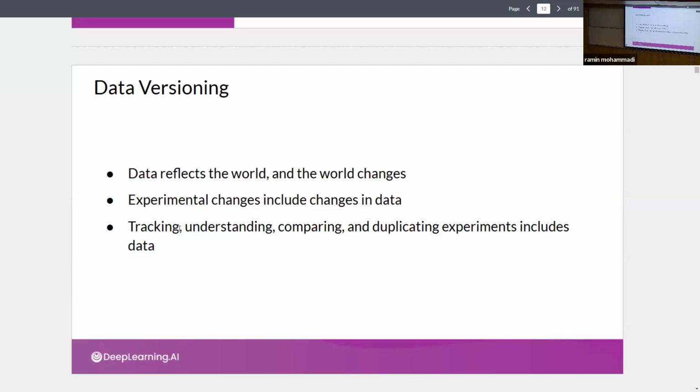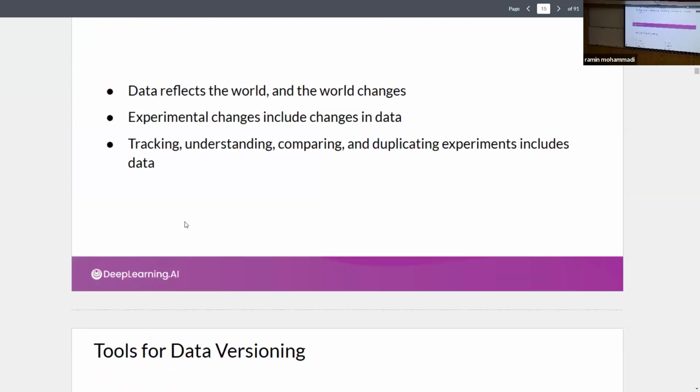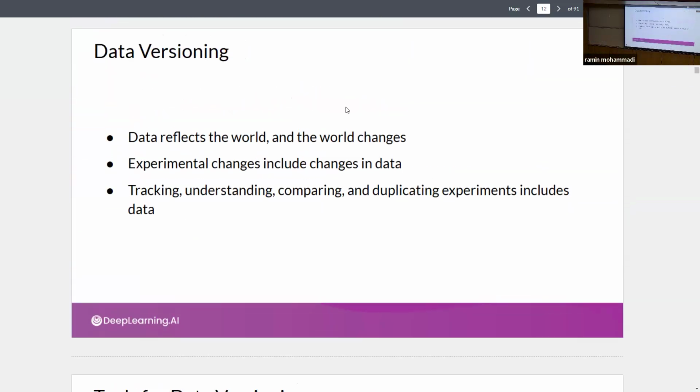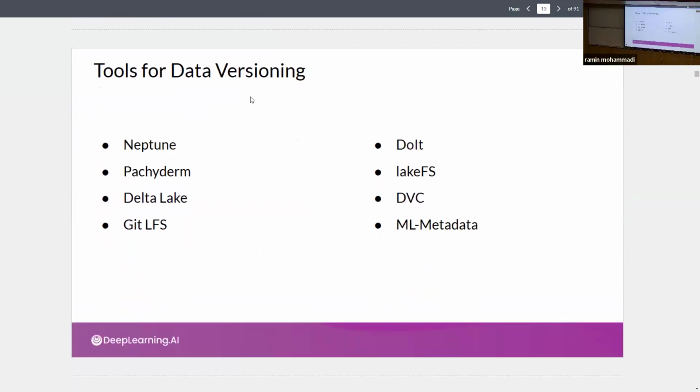So that becomes one component of your data versioning. That means which version of the data was used for this specific experiment. And if you already have something like DVC or Git Large File Storage for that version, where is that data stored? Or how can I replicate that version of the data? So these are some tools for data versioning: Neptune, Pachyderm, DVC, ML Metadata. These are all different tools that you can use for data versioning.